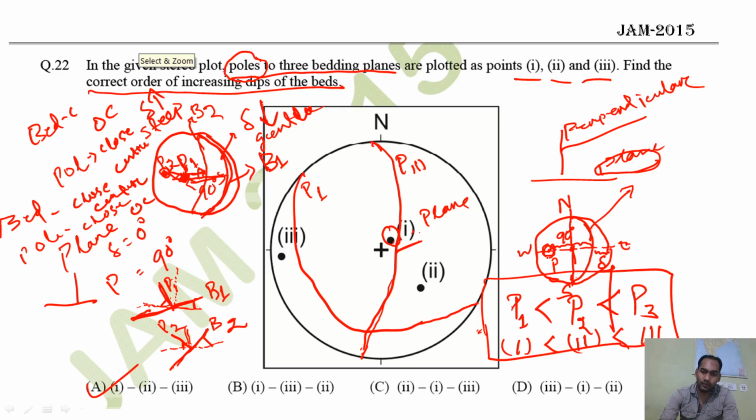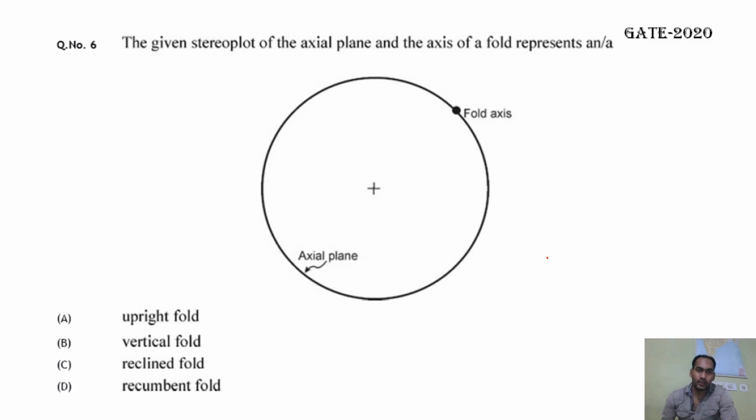Then moving to the next question. The third question, you can see this question: the given stereo plot of the axial plane and axis of a fold. That means here the axial plane is given and the fold axis is given, and it is asked what type of fold it is. It is a question from GATE 2020, a current year question.